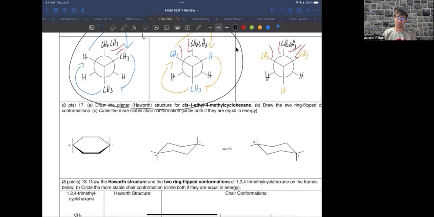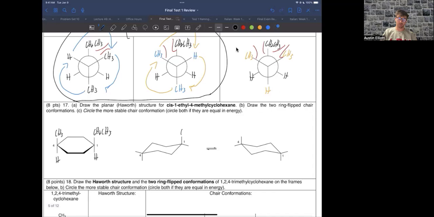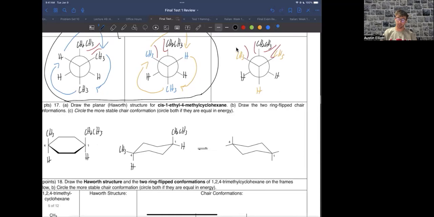So for this one, we have to read the name. So let me erase this line a little bit. It's a cis 1 ethyl 4 methyl. So automatically we know that our ethyl is going to go right here, and that's a CH2 CH3 group. Don't forget to add that hydrogen right there. And then our 4 methyl is also cis, so it's going to be up there. Don't forget that hydrogen there. So then when we transfer, it's going to be CH2 CH3 up, H down, and then again CH3 up, H down. Then we do our ring flip.